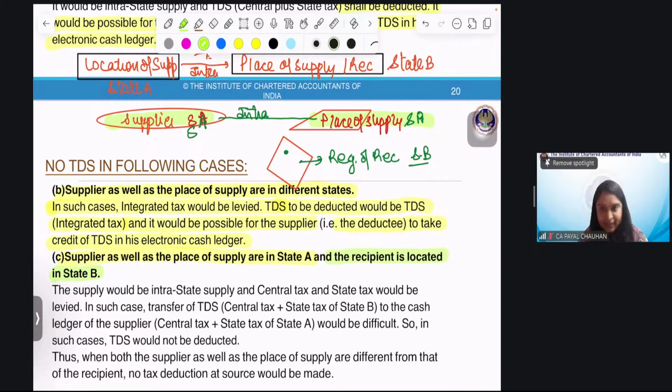And the recipient is located in state B. That means if the recipient wants to claim the credit, he is unable to get the credit because the states are changed. Now think, if the recipient who is in state B wants to get the credit in the e-cash ledger, he won't be able to get it because the states are changed. If it were interstate, then IGST would have been applicable and the credit would have been given. But the point is here, it is CGST and SGST. Now did you people understand?